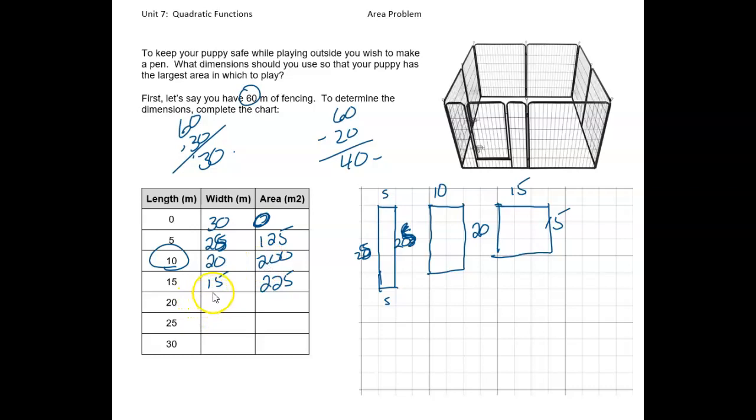And if I keep increasing my length, and now I go to 20, well, 1, 2, 3, 4, that's 20. I use 20 for the top, and then 20 for the bottom. That's 40 gone, leaving me with 20. So then my two sides have to be 10 each.